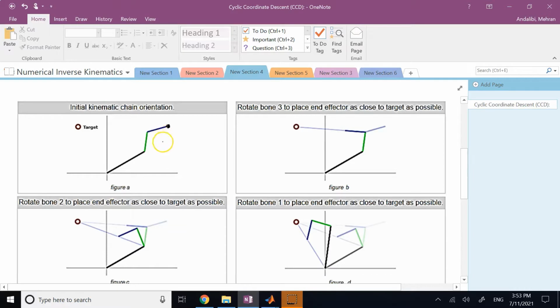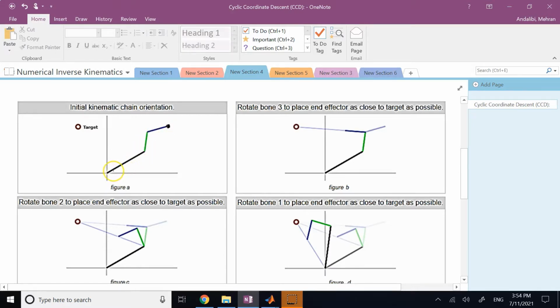What you do is this. You change each one of the joint variables, here theta 1, theta 2, and theta 3. You change them one at a time. You do not change them all together. You start from the very last joint and then come back to the first joint and then keep repeating it. That's why it's called cyclic. So what do I mean by that? So the question is this.